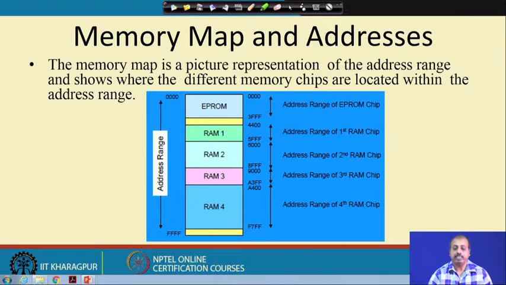Now, how do you make this connection? I have said that this is the address lines that we have. Here I have got 16 address lines coming, and how these address lines are going to select the individual chips, that has to be seen. So, we will take an example and try to explain that part.